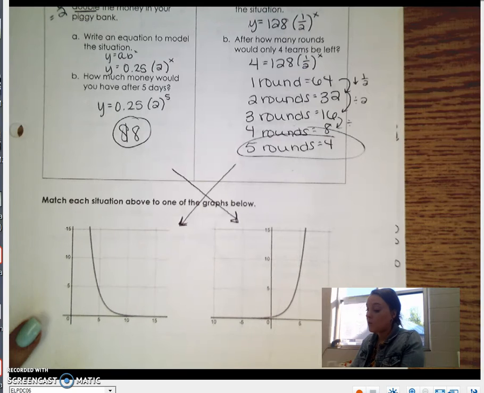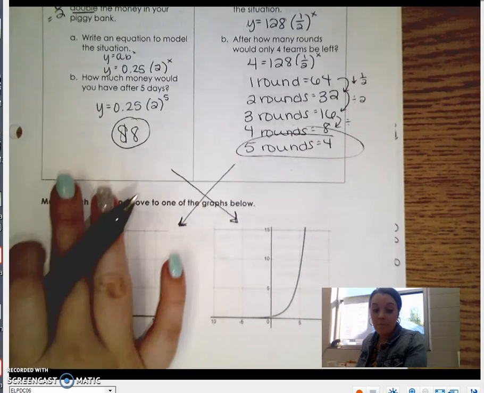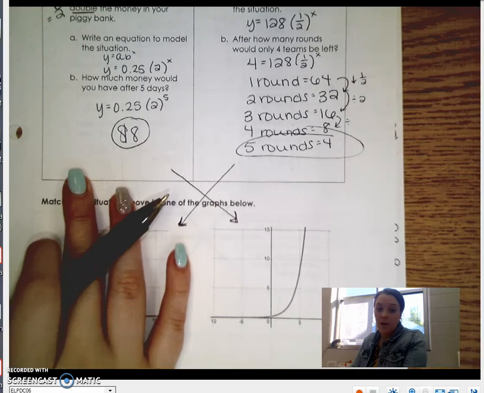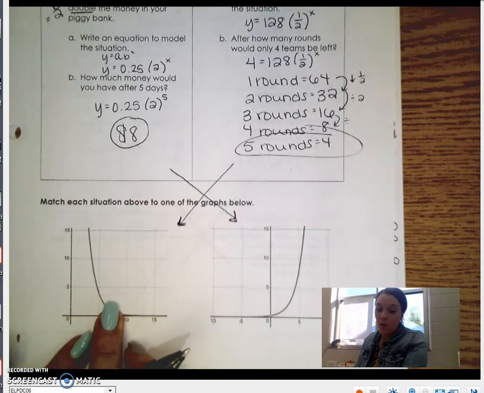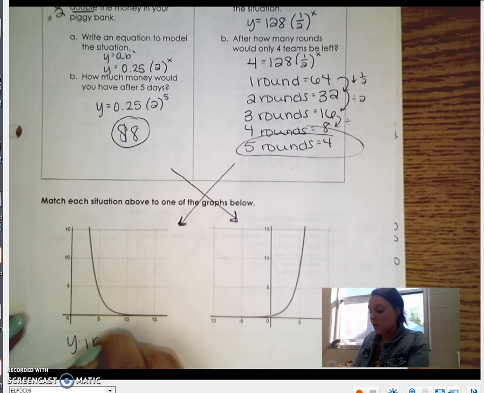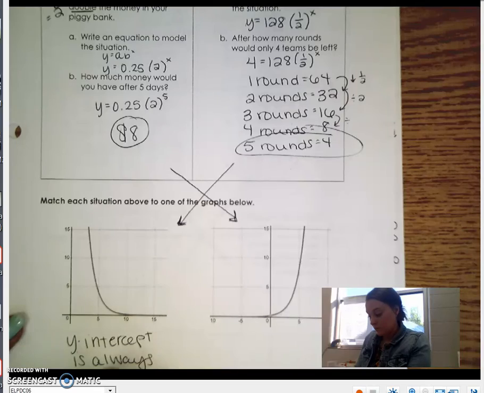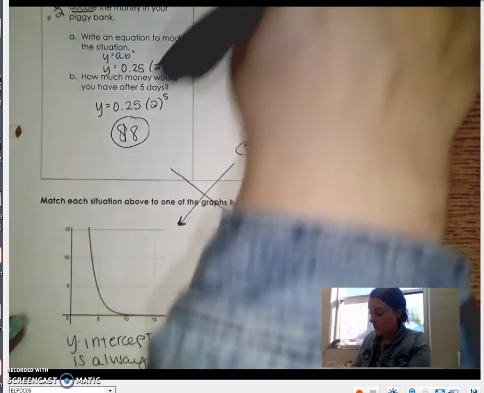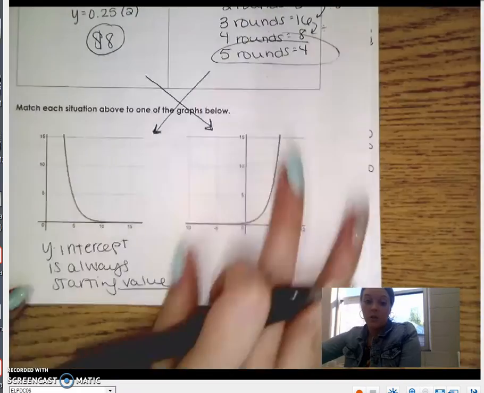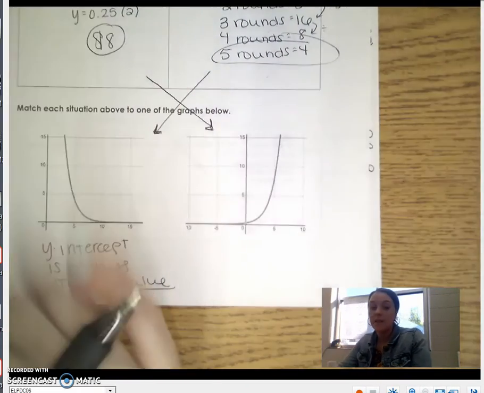You could also look at your starting values. You can't see the y-intercept, but you know the y-intercept for this graph would be 128 because that's how many teams you started with. Your y-intercept is always your starting value. Always, always. So your y-intercept for this one would be 0.25 because you started with 25 cents in this first example.